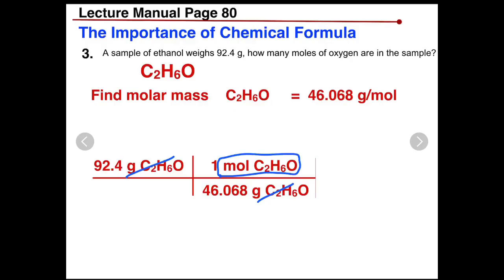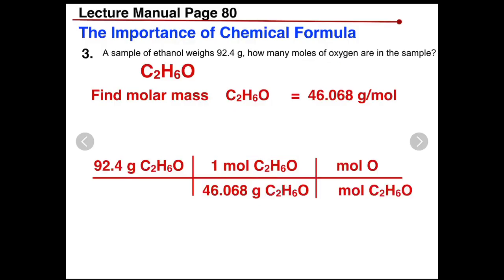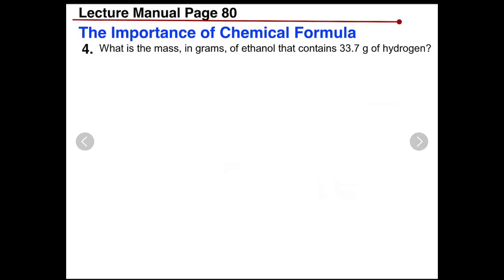We don't want that. We want to get moles of oxygen. This is what you are going to do next, converting by using the mole ratio. We know that every 1 mole of ethanol contains 1 mole of oxygen. Therefore, if you cancel all the units, you are going to get this many moles of oxygen as the answer.